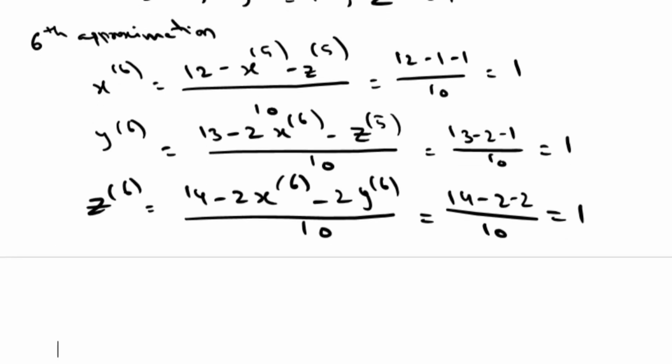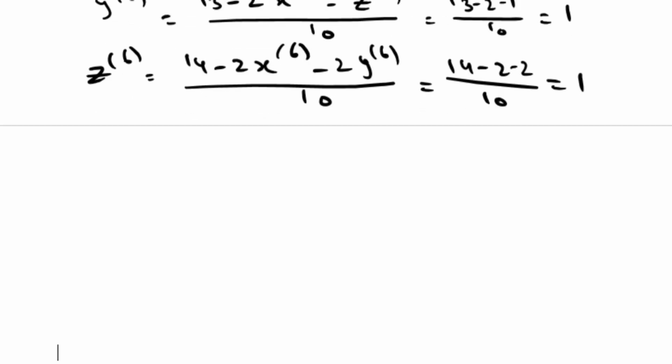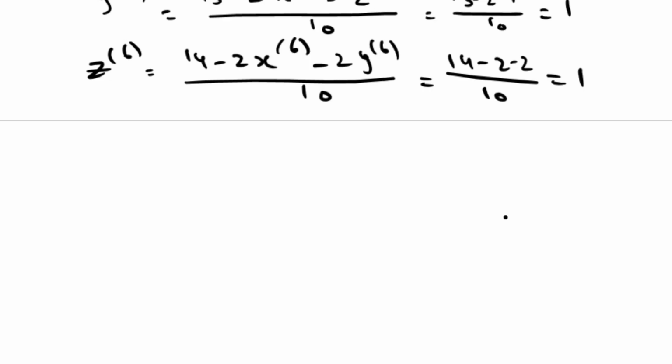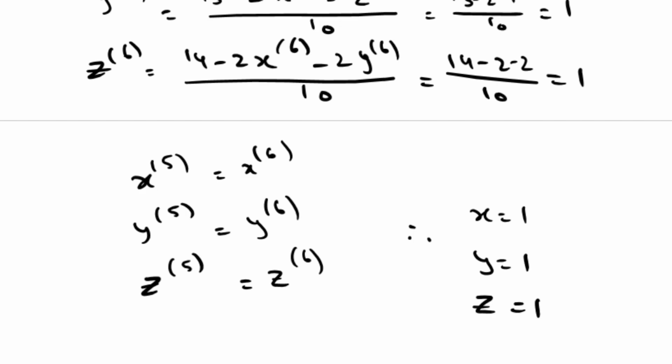Now you can observe the values clearly. The values in the fifth approximation and the sixth approximation are equal. x of the fifth approximation equals x of the sixth approximation, y of the fifth approximation equals y of the sixth approximation, and z of the fifth approximation equals z of the sixth approximation. Therefore, x equals 1, y equals 1, and z equals 1.